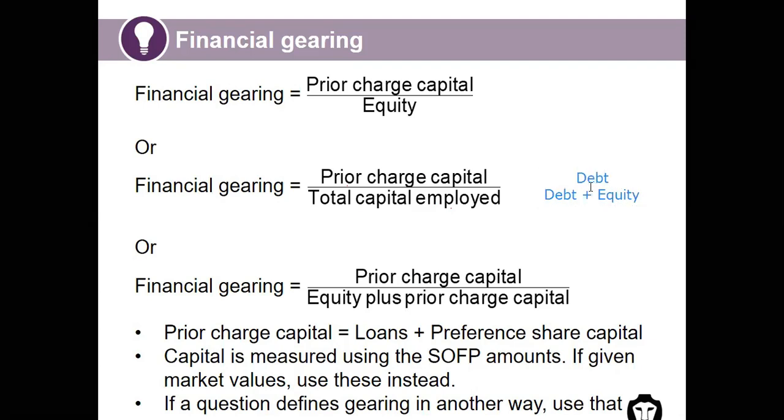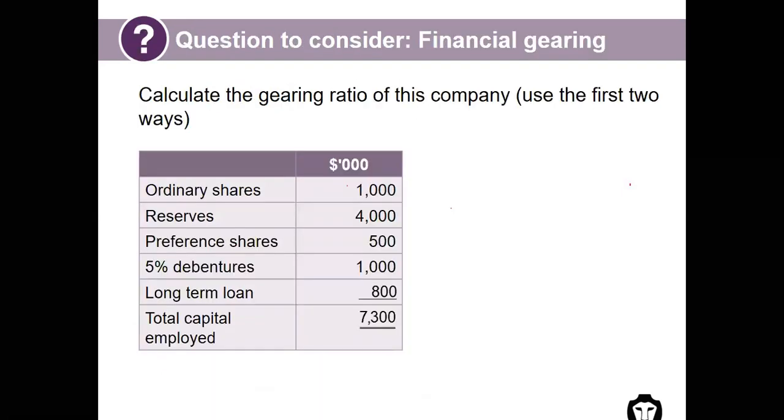You can call it like this, debt divided by debt over equity. This is the same thing. Prior charge capital means debt. Total capital employed means debt plus equity. So you can use this symbol, even the easier way of doing it. And here you got financial gearing: prior charge capital over equity plus prior charge capital. Again, debt over debt plus equity. Okay, so these are the ratios which we do.